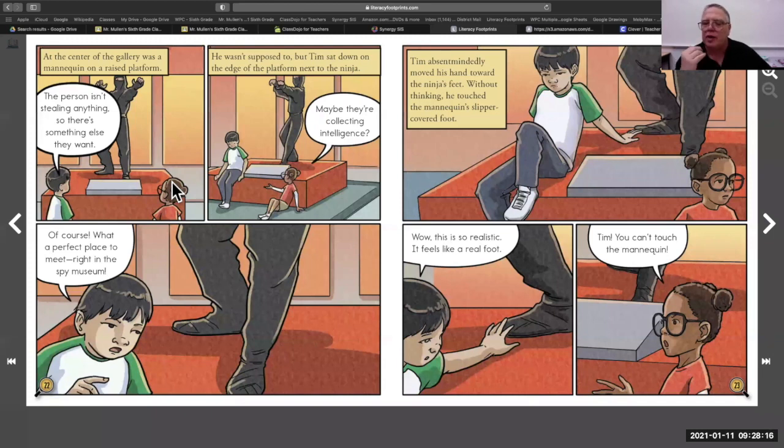That's right, Rosalind, it's mannequin. Right here, mannequin. At the center of the gallery was a mannequin on a raised platform. Now remember, this is a graphic novel, and so the clues are in the pictures. At the center of a gallery was a mannequin on a raised platform. So if we look at the picture, here's the raised platform, and here's the mannequin.